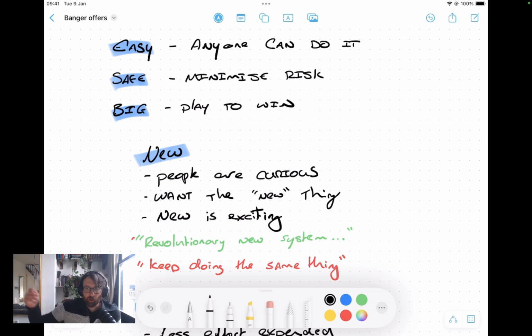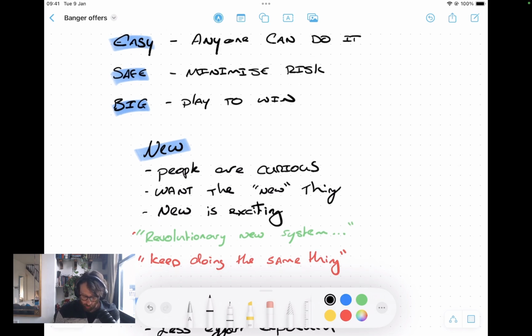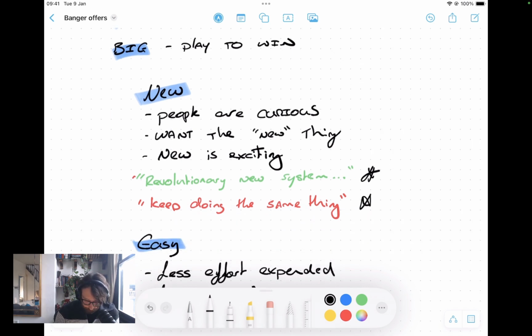People don't want to get stuck on the same stuff in the past. They want to keep looking forward. We're curious. Most people are forward thinking and progression. They want to move forward and the new thing is exciting. So that's what you see in a lot of copywriting. People have these things like a revolutionary new system, brand new to the market. And that works better than just keep doing the same thing. That doesn't excite people. So if you can build an element of newness and novelty and excitement into the offer, it should resonate with more people, or it will.